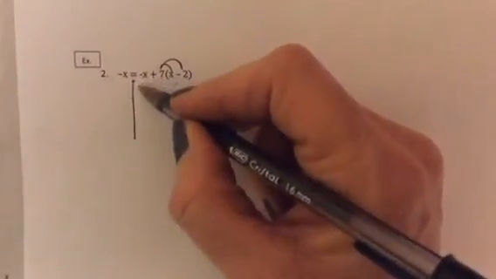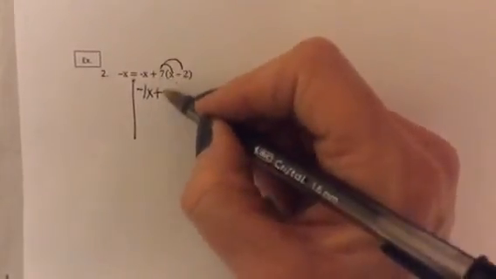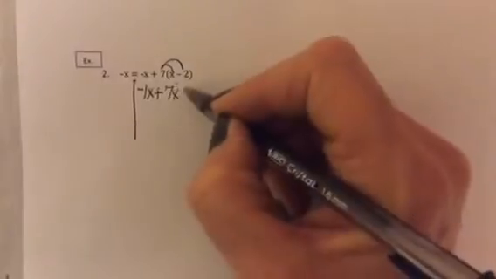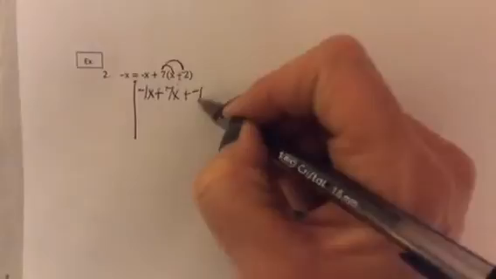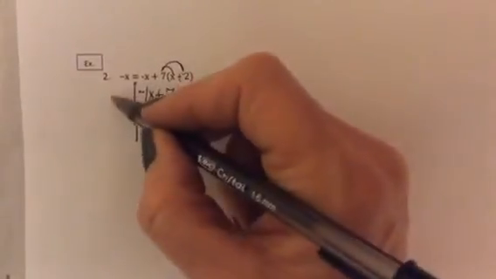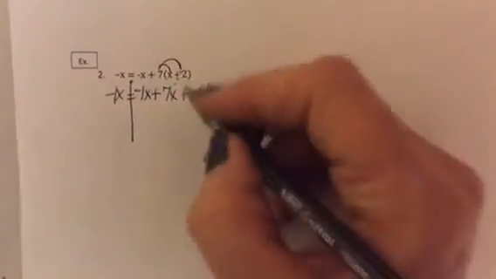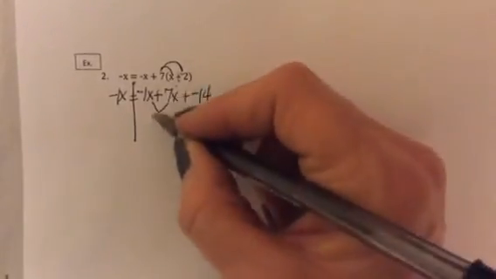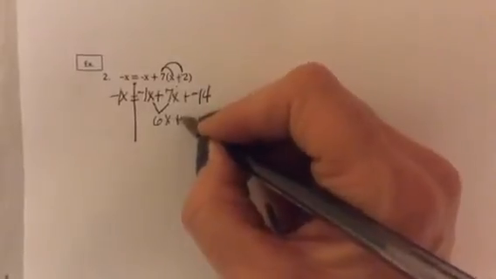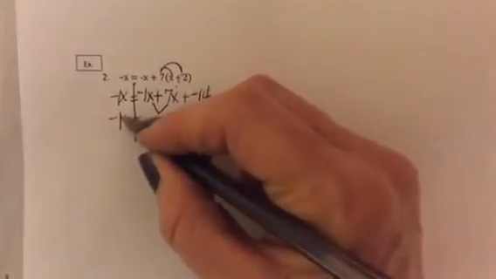So I've got negative x, or we can call that negative 1x, plus 7 times x is 7x, plus, and this is like a -2. 7 times -2 is -14. And then again on the other side we have -x, and that's like -1x. All right, so now I've got like terms that I can combine here. So -1x and 7x is 6x plus -14. And on the other side, I've got -1x.